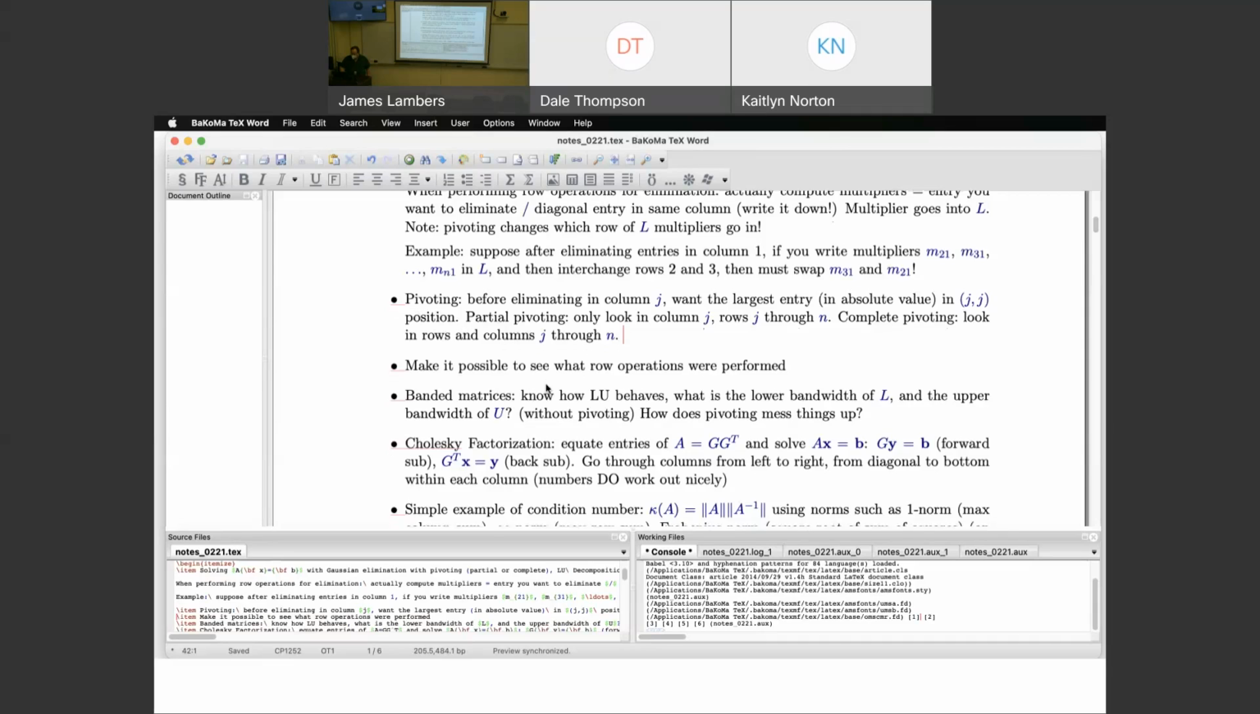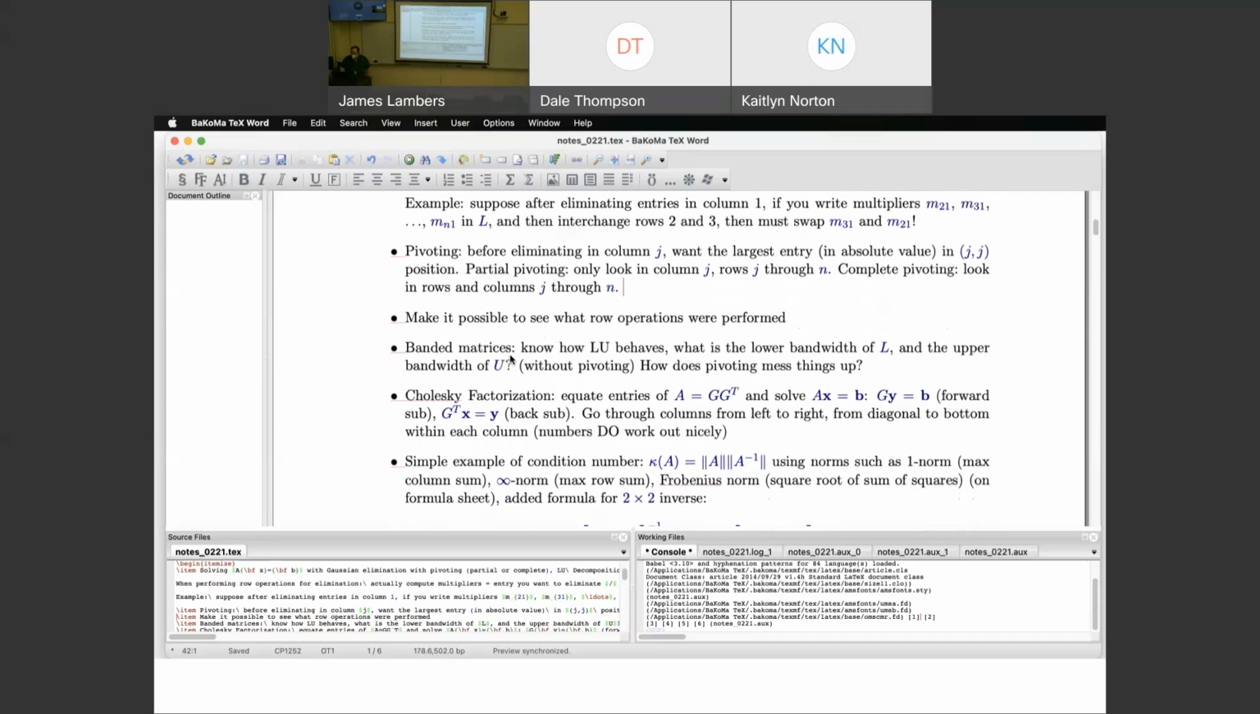Now let's see what else we got here. Okay. All right. So, banded matrices. How does LU behave? That reduces how many entries per column you need to eliminate, and also how many entries are affected when you perform the row operation.